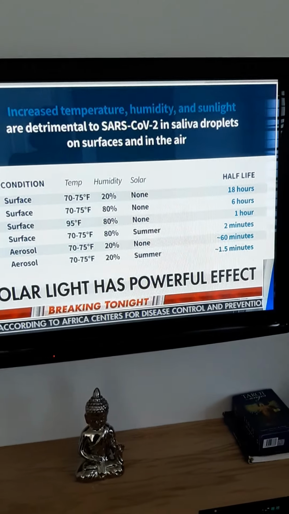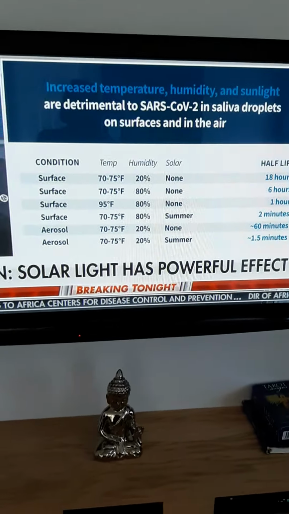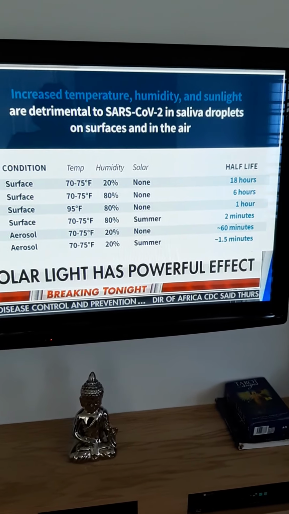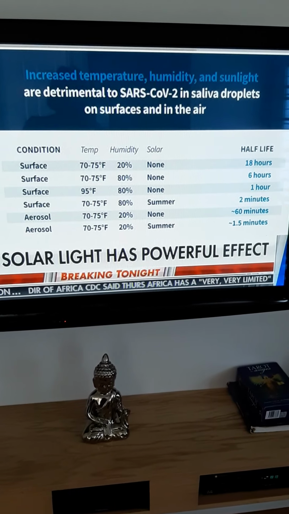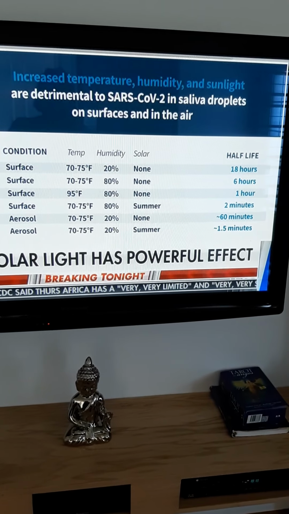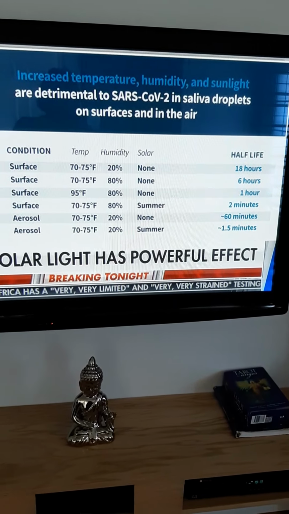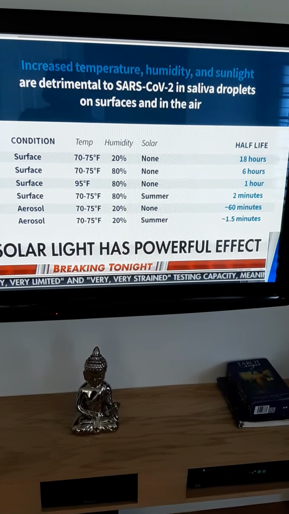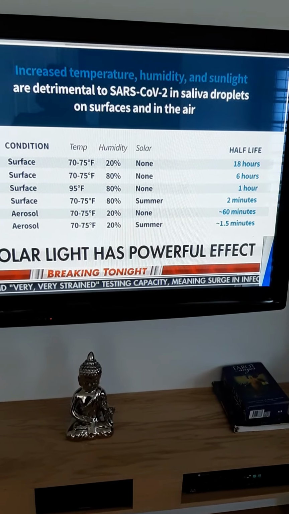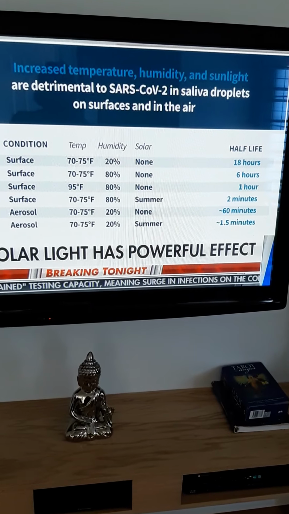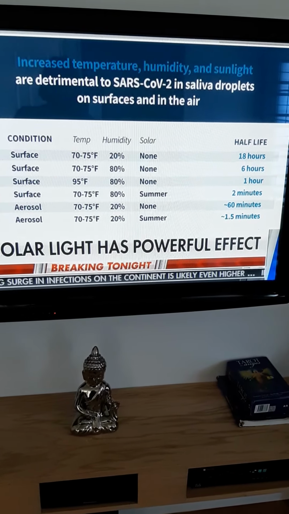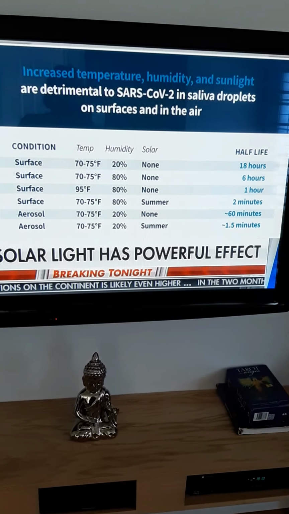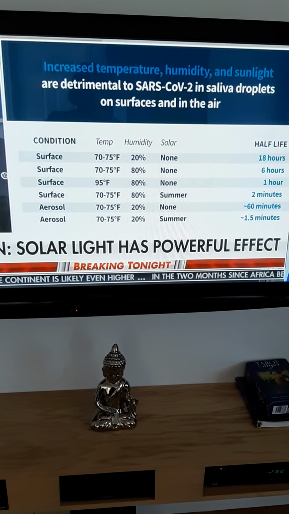If you look at the first three lines, when you see the word surface, we're talking about non-porous surfaces, door handles, stainless steel. And as the temperature increases and as the humidity increases, with no sun involved, you can see how drastically the half-life goes down on that virus. So the virus is dying at a much more rapid pace just from exposure to higher temperatures and just from exposure to humidity.